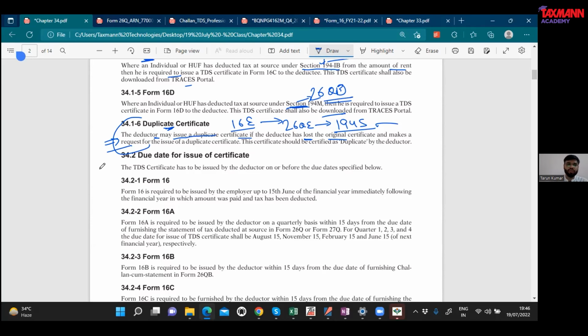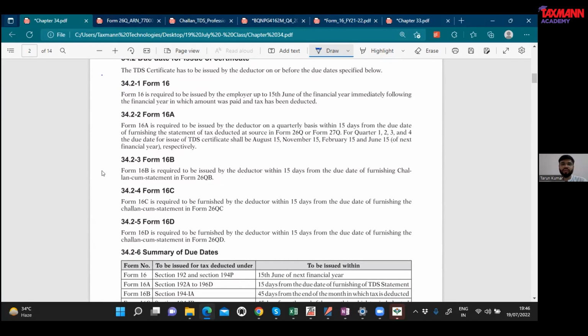Okay. So what are the due dates for issue of TDS certificate? Form 16 is required to be issued annually by 15th June after the financial year. So for financial year 21-22, it was to be issued by 15th June, right? Form 16A is to be issued quarterly, within 15 days from the due date of filing of TDS return in form 26Q and 27Q, right? Then forms 16B, 16C, 16D are to be issued within 15 days from the due date of furnishing the challan cum statement in 26QB, QC, QD.